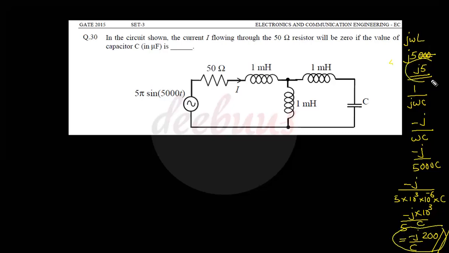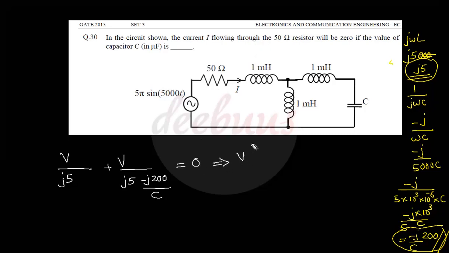Similarly, on the inductor side we obtained j5. So now we can write the node equation. V by the impedance of the inductor, j5, plus V divided by the series combination of inductor and capacitor, j5 minus j200 by C. The current flowing through this path is mentioned as 0, so we can write it equal to 0.